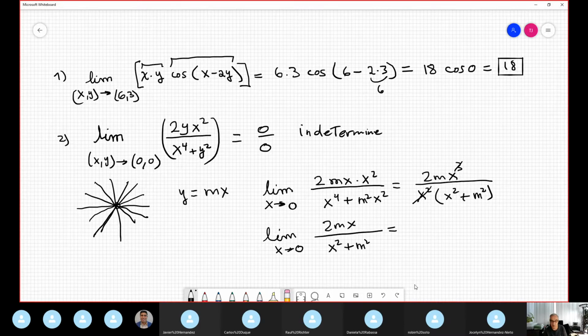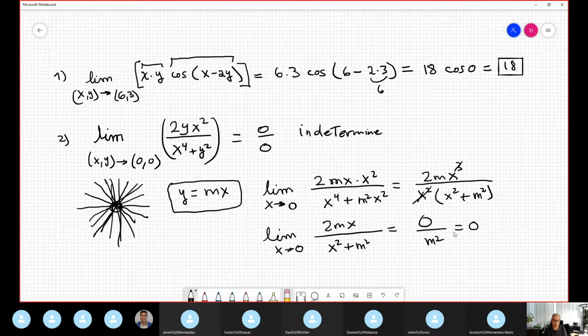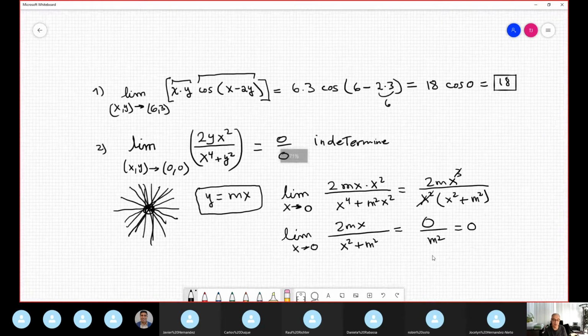And when you evaluate at 0, at the top you have 2m, m is a constant, times 0 is 0, divided by 0 plus m squared. It's obvious it's 0, right? So in any linear direction you approach 0, the answer is 0. However, is a linear path enough? No. No.